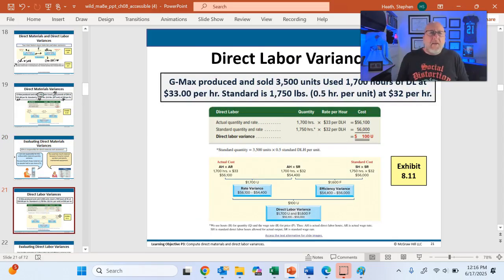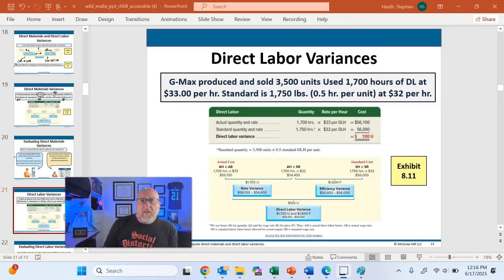Now we can do the same exact thing for labor, okay? Labor, again, the units. Actual quantity of labor, 1,700. Actual price, $33 per hour. The standard quantity, 1,750. Number of pounds. Ooh, is that wrong? Yeah, that should be hours, shouldn't it? That should be hours. Another typo. And then standard price. Okay.